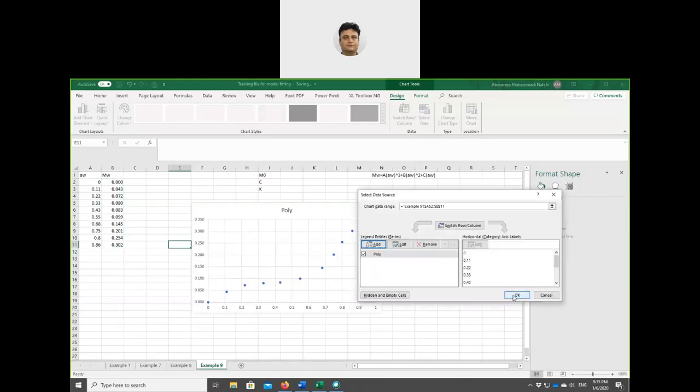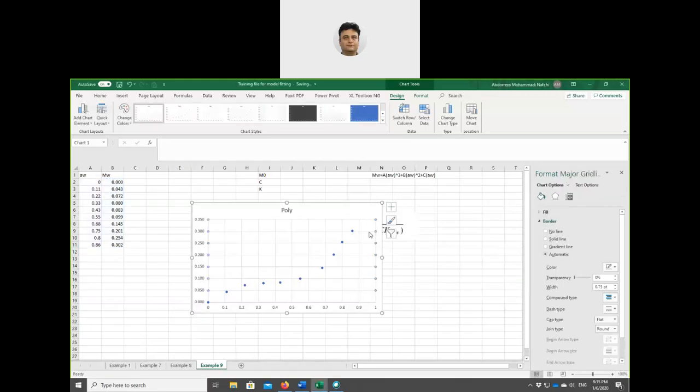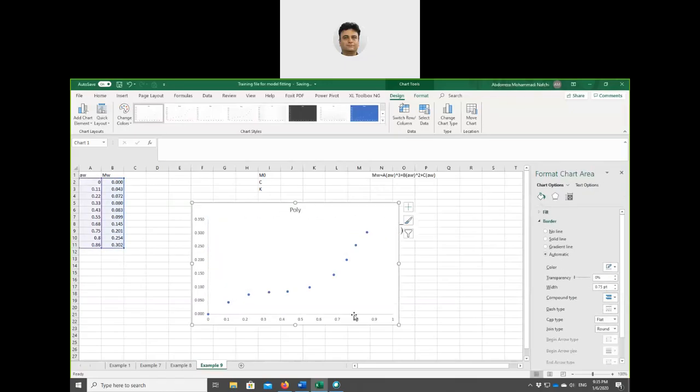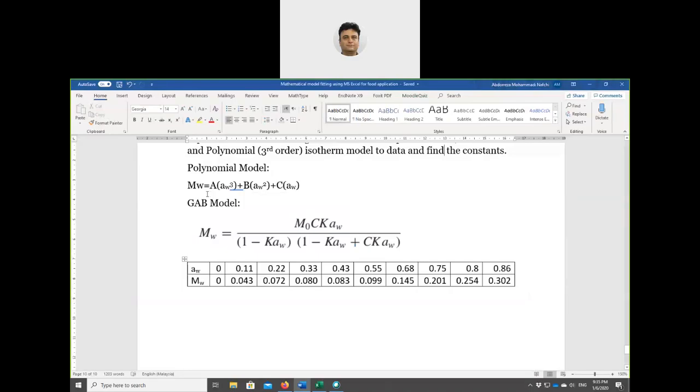Okay, that's all. Now, you can see there is an isotherm, and we need to have the model. As you saw, the model here is MW equal to A, B, and C. We are looking for A, B, and C. As you know, it's not plus a constant. This model has no constant. It means that at AW 0, the MW should be 0.